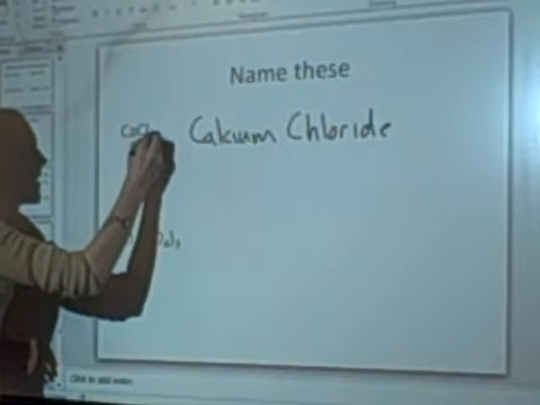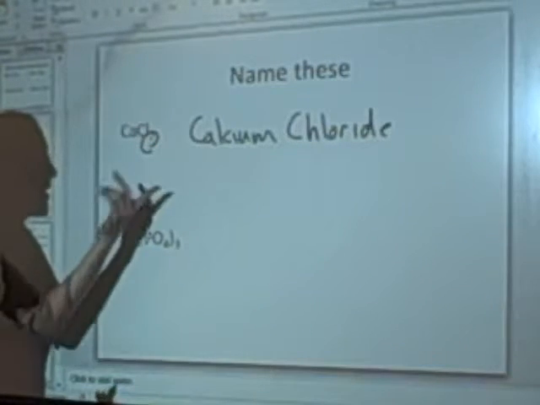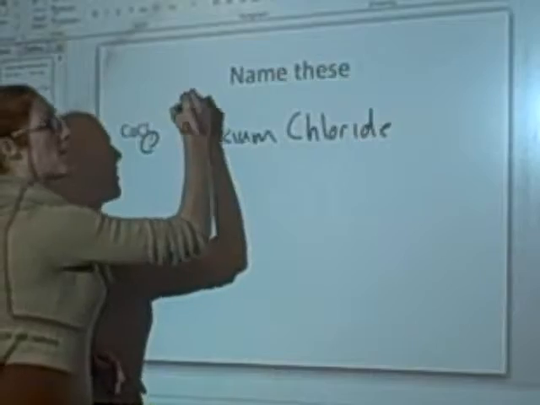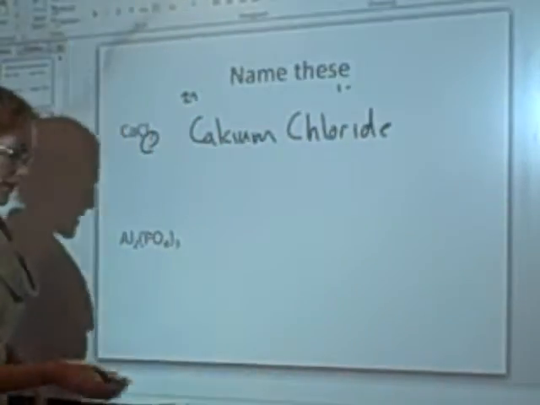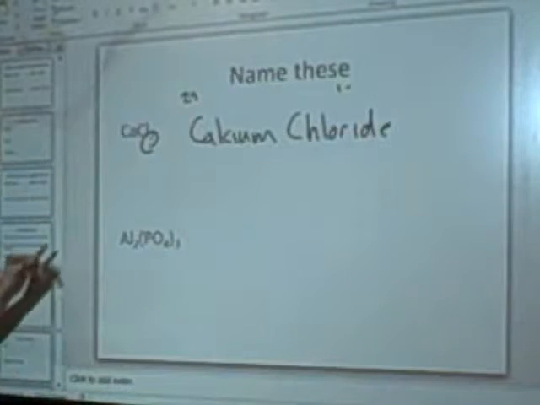I don't have to say that there's 2, because when I tell you there's calcium, you know that that's a 2+, and you know chlorines are 1-, so you already know that you need 2 chlorines for every 1 calcium.